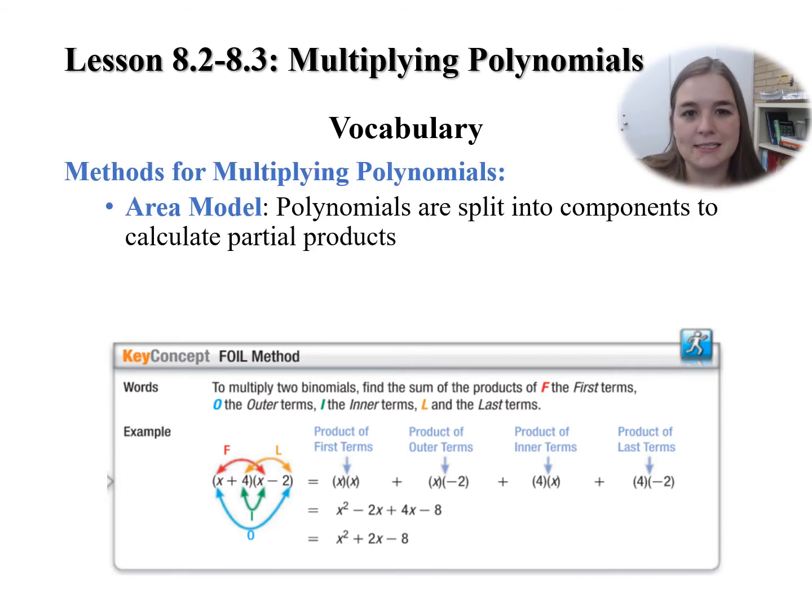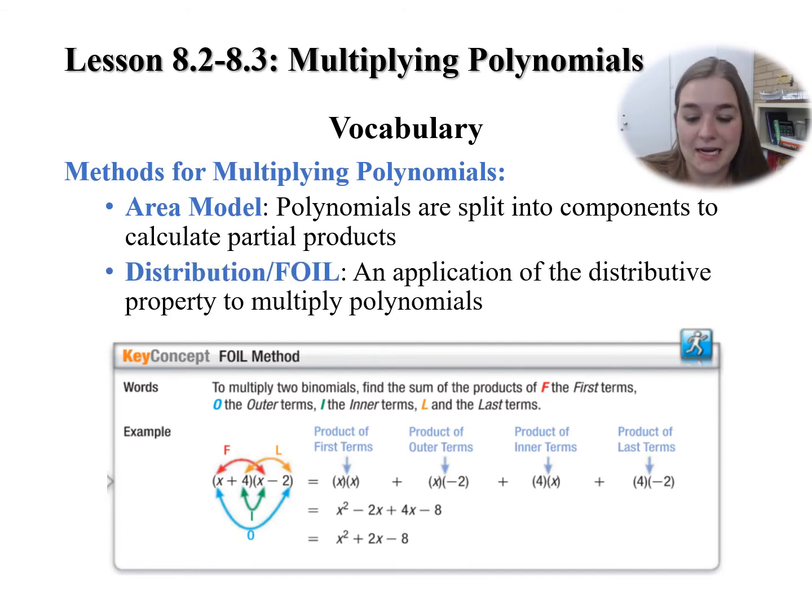The first method is the area model, and so this is a model that you may have used back in elementary school to multiply 2-digit and 3-digit numbers. What we're doing is we're splitting our things into components to calculate the partial products of each. The other method, and this is the way that I was taught algebra way back when, is using an application of the distributive property, or using the FOIL method to determine what I get when I multiply polynomials.